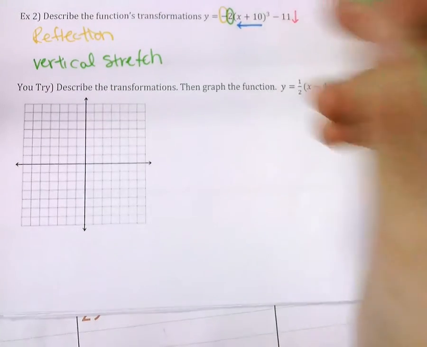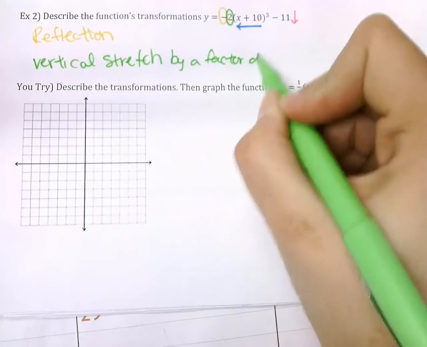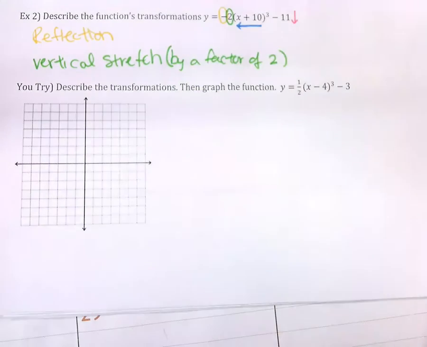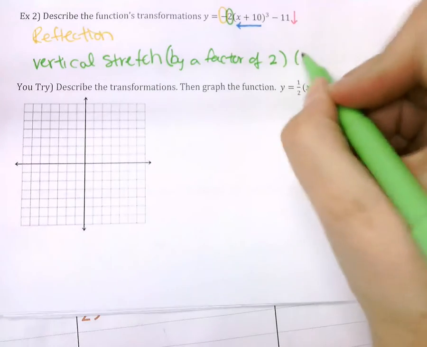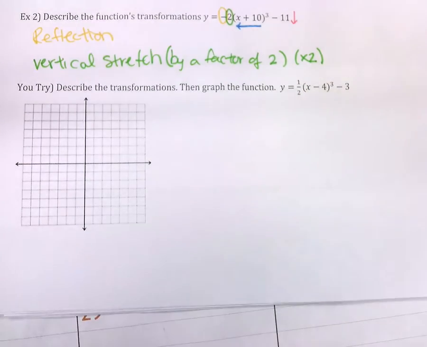You can either say a vertical stretch by a factor of 2, or you can say a vertical stretch times 2. I do that because it's faster. It basically means the same thing. Your graph is going to increase twice as fast with the 2 than it would have without the 2. So the y's are increasing doubly fast. That's not a word, I made that up. So twice as fast with the 2, and that's why it's a vertical stretch by a factor of 2.